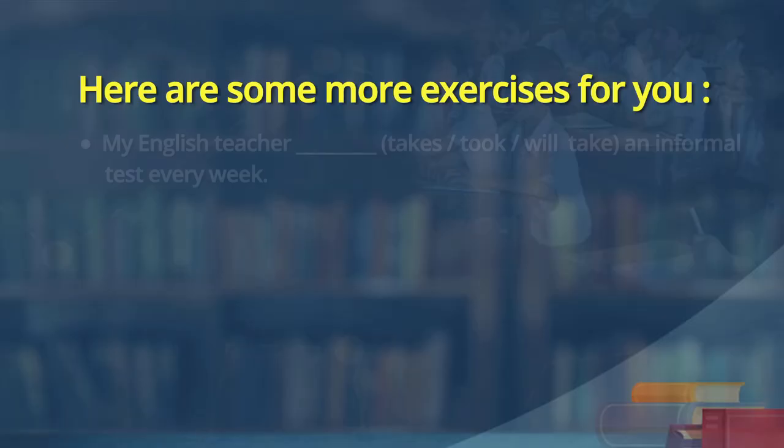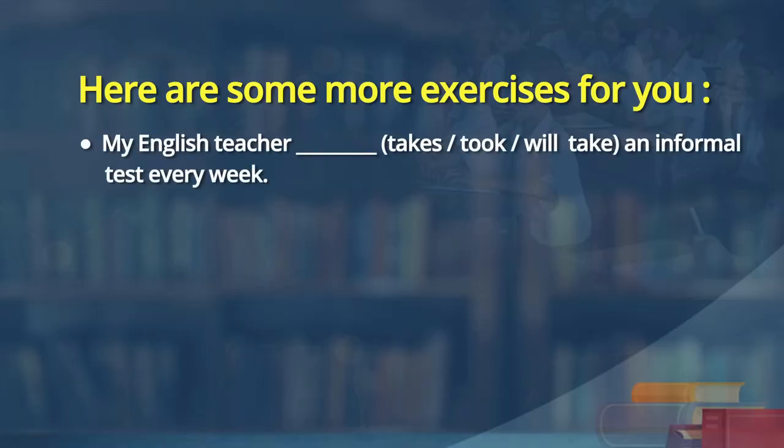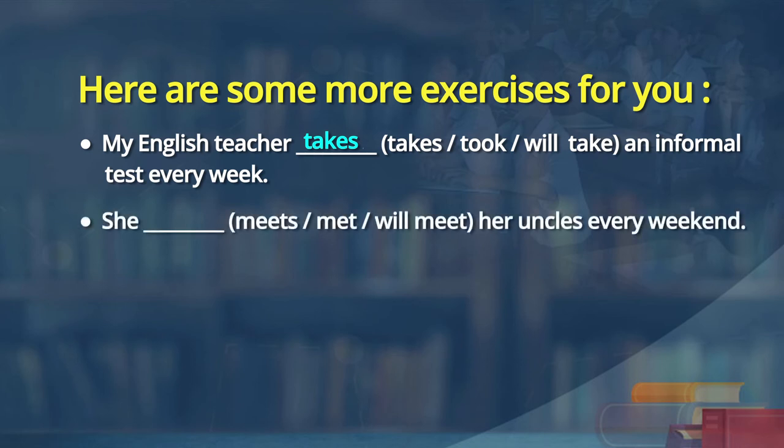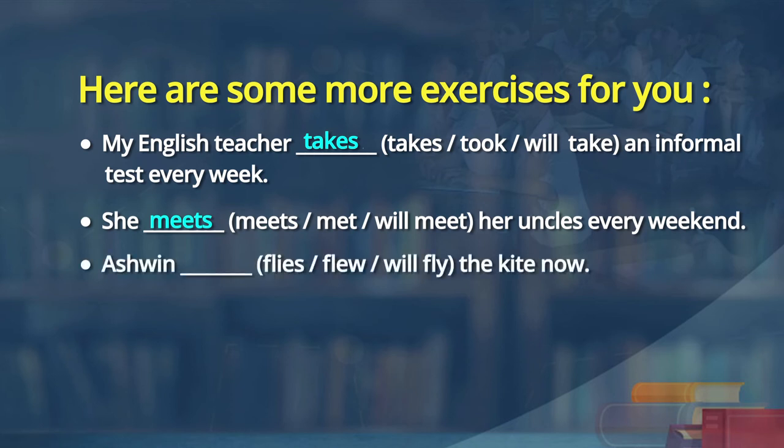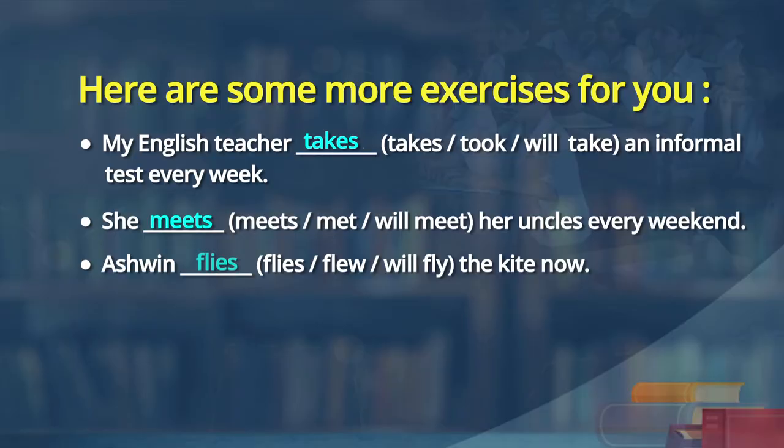My English teacher will take an informal test every week. My English teacher takes an informal test every week. She will meet her uncles every weekend. She meets her uncles every weekend. Ashwin flew or will fly the kite now. He is flying it now, so Ashwin flies the kite now.